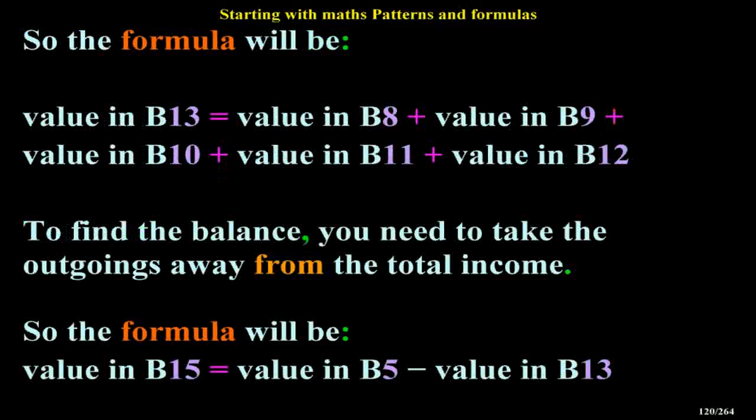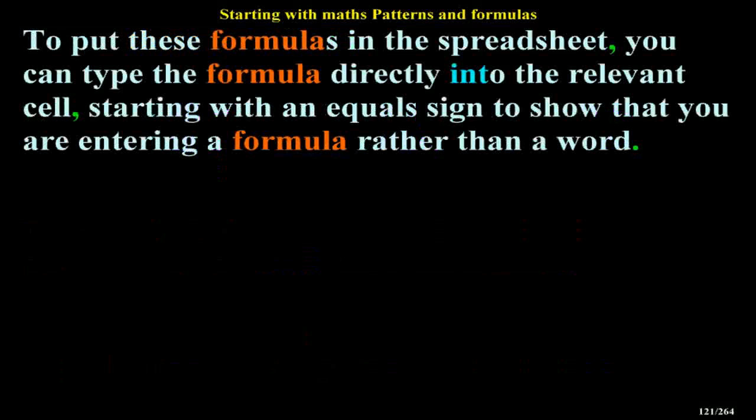To find the balance, you need to take the outgoings away from the total income. So the formula will be value in B15 equals value in B5 minus value in B13. To put these formulas in the spreadsheet, you can type the formula directly into the relevant cell, starting with an equals sign to show that you are entering a formula rather than a word.